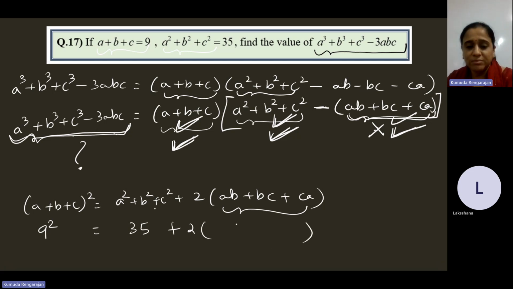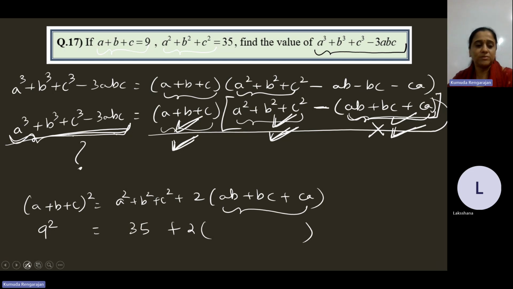So find the value of AB plus BC plus AC from this identity and put it here. So now we have all the three values. Simplify them and find the value of A cube plus B cube plus C cube minus 3ABC.